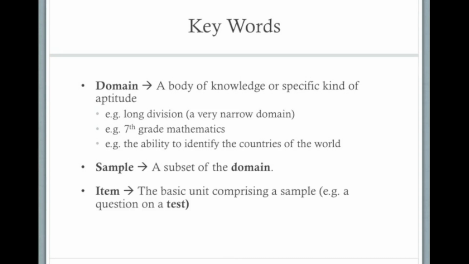The next keyword is item, and that is the basic unit comprising a sample. So for example, a single question on a test. I mentioned those 20 long division items, 20 long division questions. I'm using all those terms interchangeably. Lastly, we have the word test, and that is basically the same thing as a sample. It's just a collection of items. We can think about a test as an exam when you're sitting in class. We can also think about a test as a sample of items from a domain.